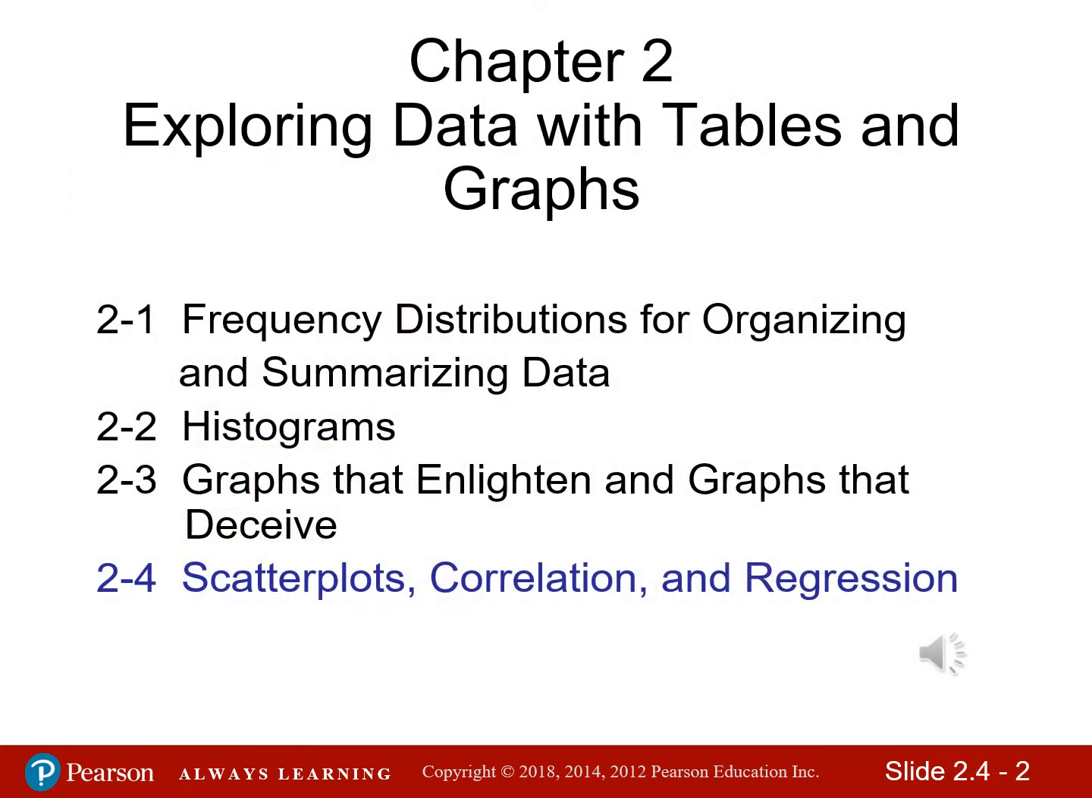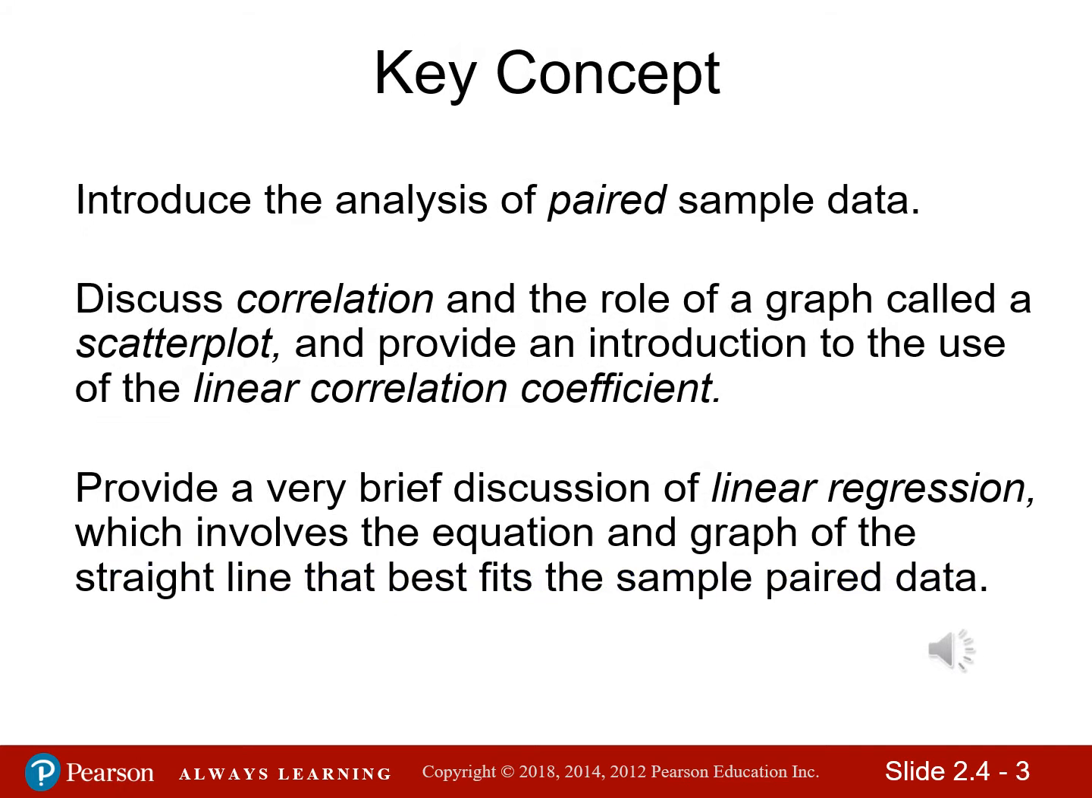In this section of Chapter 2, we learn about scatter plots, correlations, and regressions. In this section, we'll be introduced to analyzing paired sample data. We will discuss correlation and the role of a scatter plot graph. We'll learn about using the linear correlation coefficient, followed by a brief discussion of linear regression. All of these principles will be discussed in more detail later on in Chapter 10.